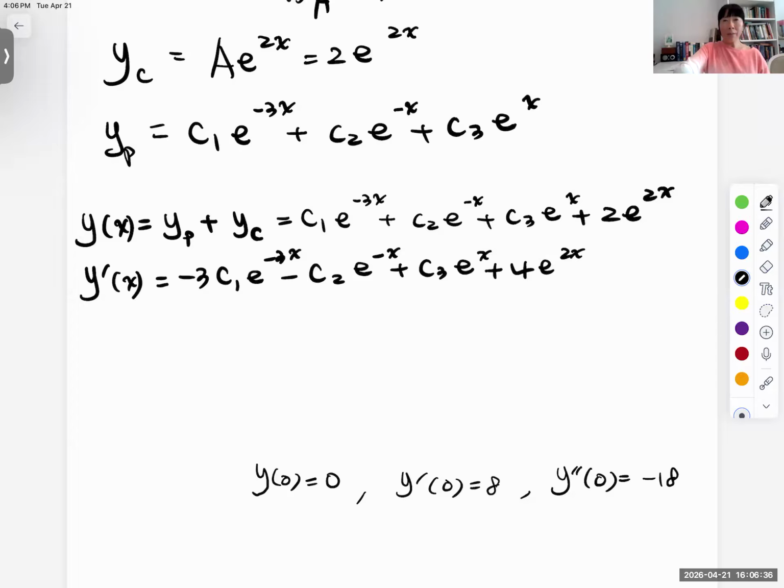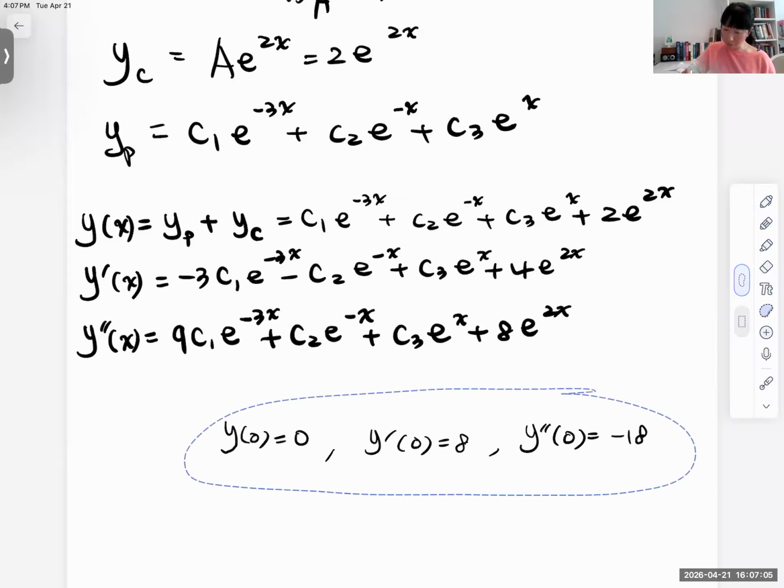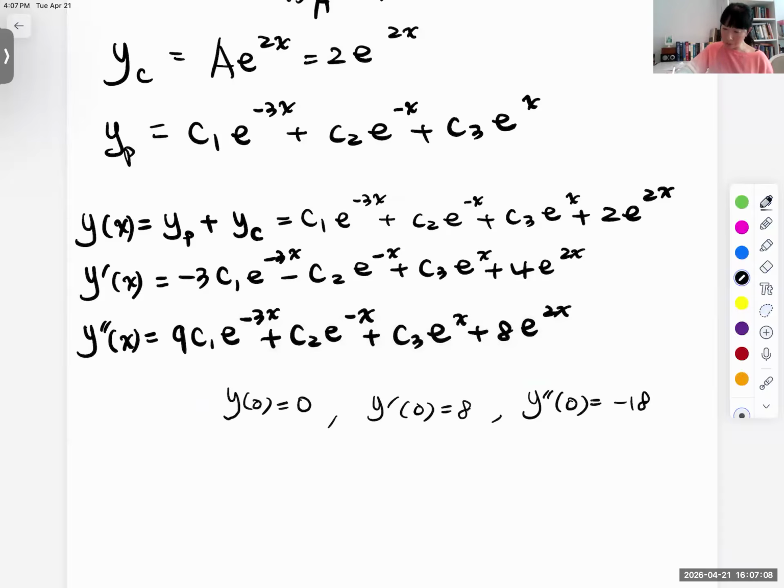Okay, now y second prime of x. So positive 9 c sub 1 e to the negative 3x plus c sub 2 e to the negative x plus c sub 3 e to the x as it is, right? And plus 8e to the 2x. Okay, now use the initial value problem.